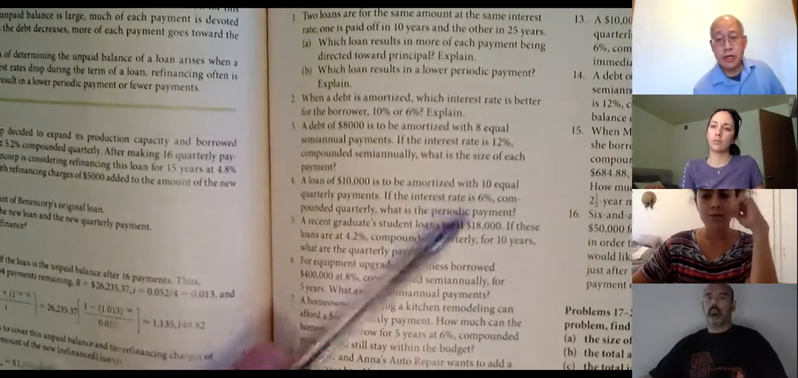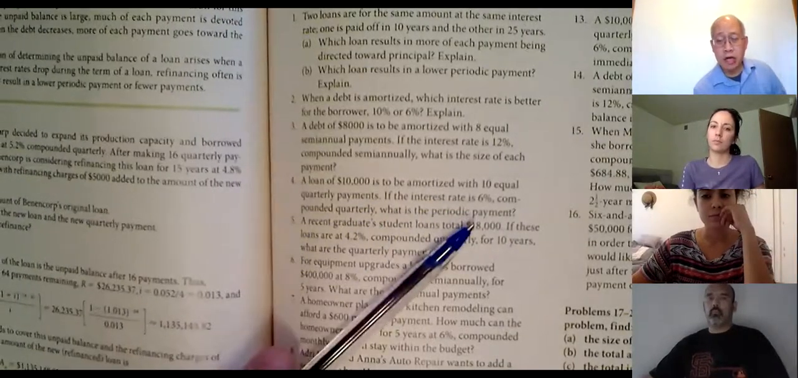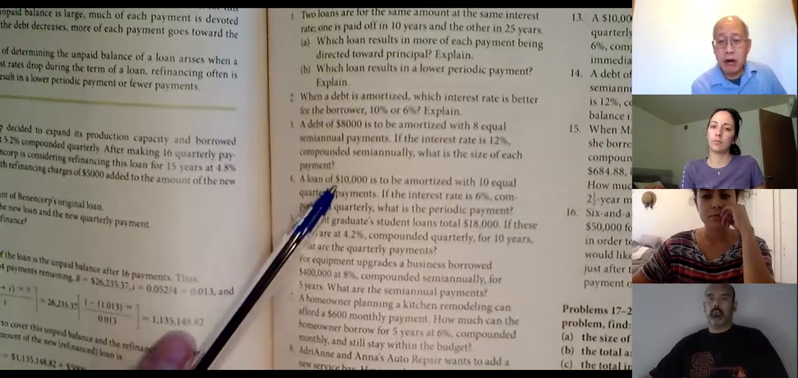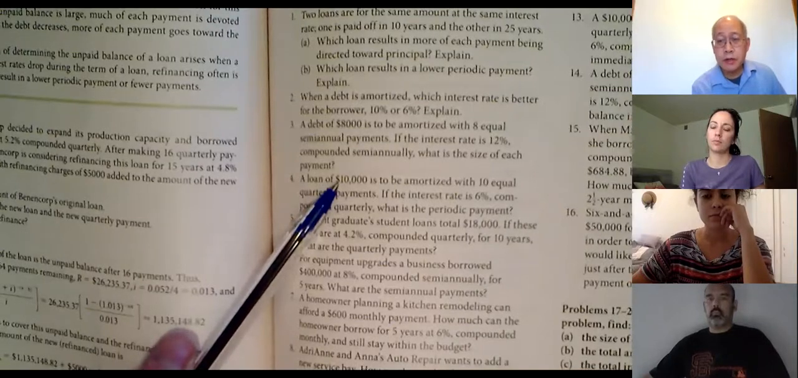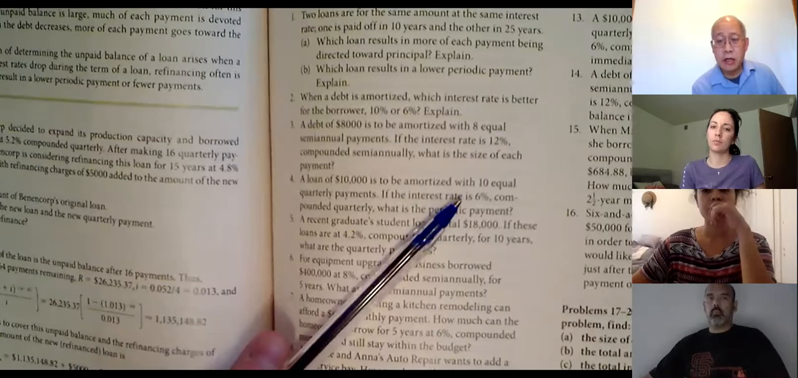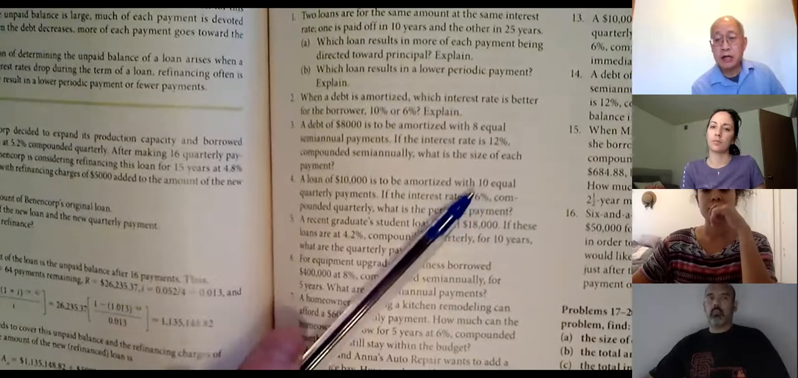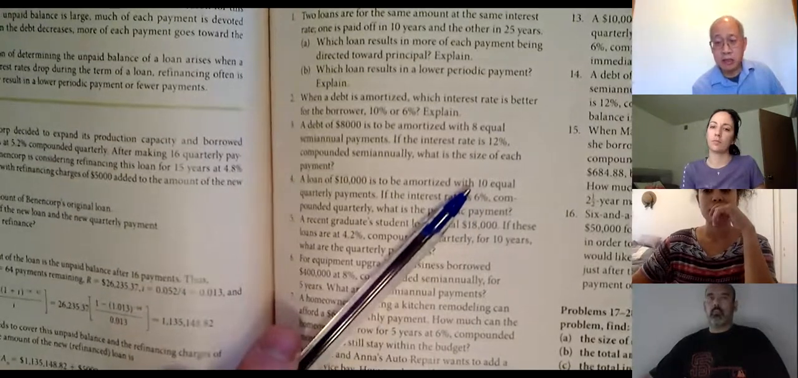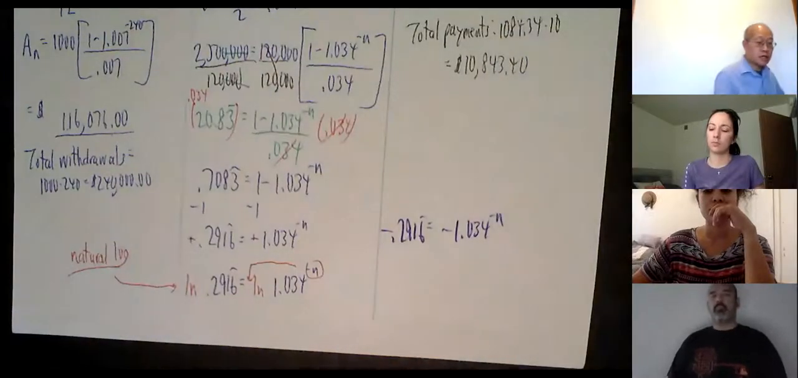Okay, interest rate is 6%, compounded quarterly. What is the periodic payment? Okay, this would be like I'm borrowing $10,000. I make my payments every quarter, 6% compounded quarterly. How many payments? There are 10 payments. So what do I owe each time? Okay, so here's the key information.